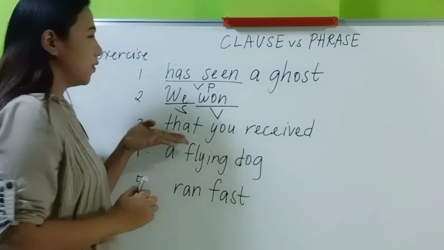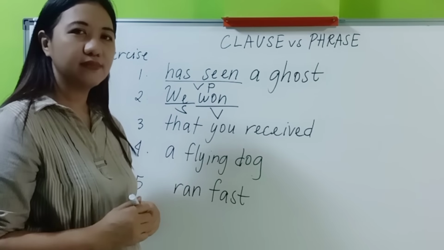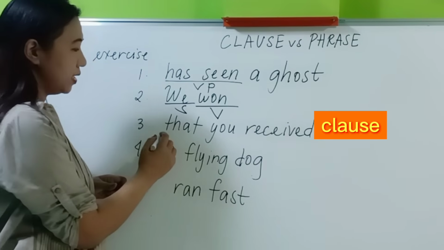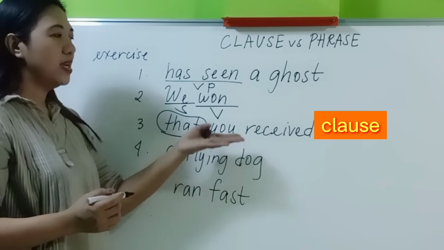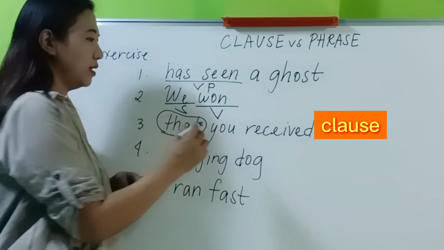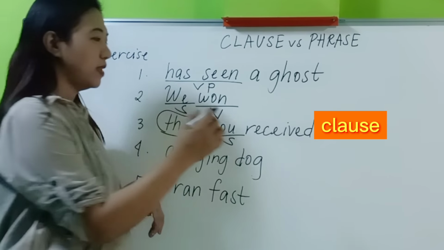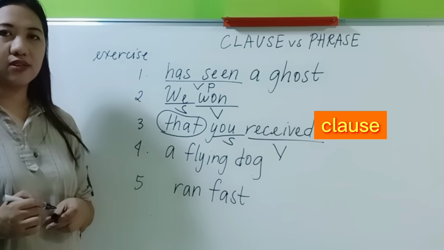Number 3, that you received. Clause or phrase? That is a clause. So there is again a conjunction. This is a subordinating conjunction. Does it have a subject? Yes, it has. Does it have a verb? Yes, it's complete. Therefore, that is a clause.